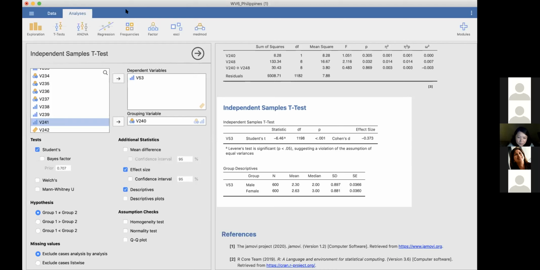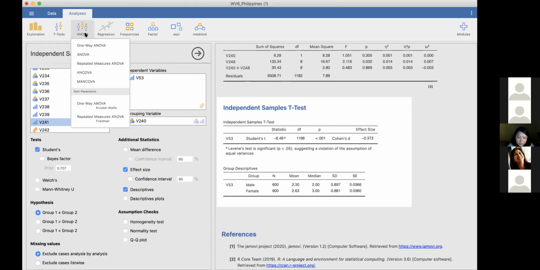Questions? None? All right. So that's a t-test. Let's go now to analysis of variance. We will do one-way ANOVA.